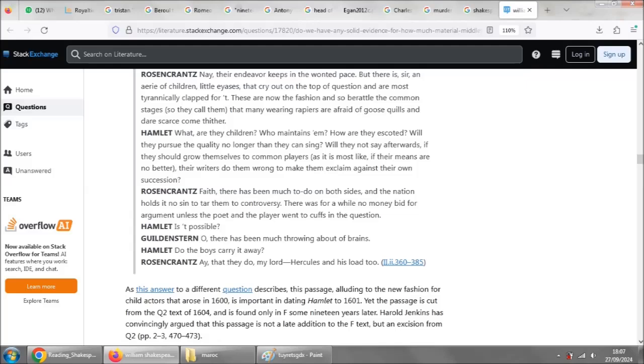As this answer to a different question describes, this passage alluding to the new fashion for child actors that arose in 1600 is important in dating Hamlet to 1601. Yet the passage is cut from the Q2 text of 1604 and is found only in F some 19 years later. What? Are you trying to tell me this passage was missing and you found it in another manuscript? How many years later? It was 19 years later. So there's something wrong with the Hamlet manuscript? So which one is the original? The one 19 years later or the one 19 years before? Which one can I depend on? Neither.